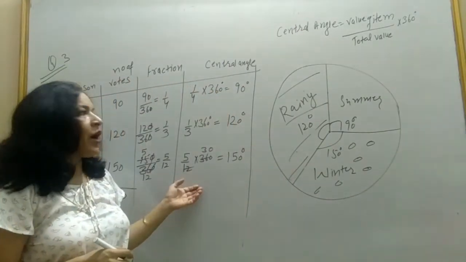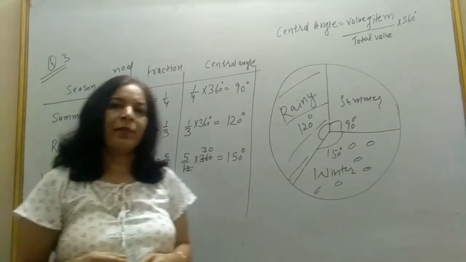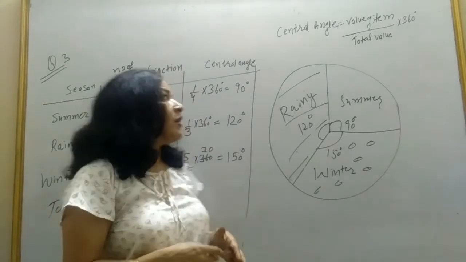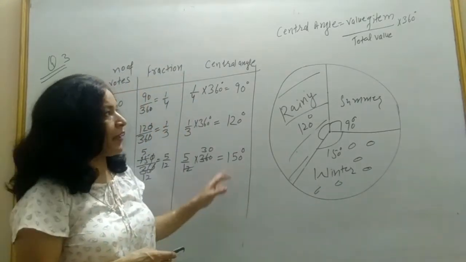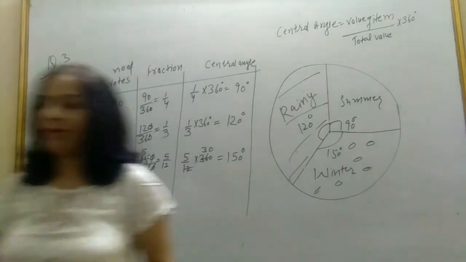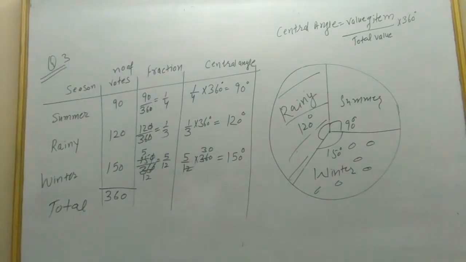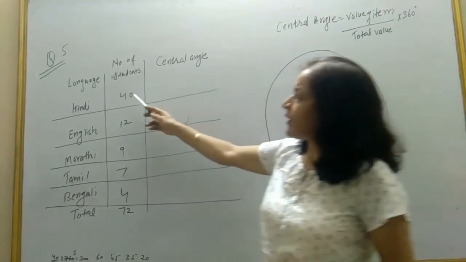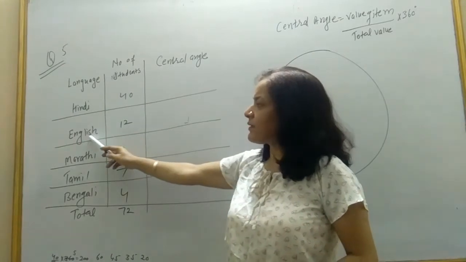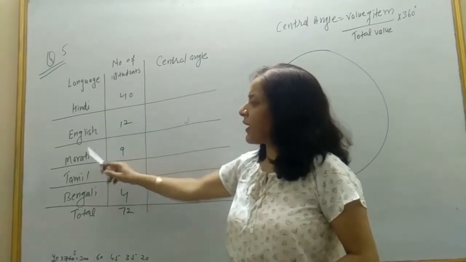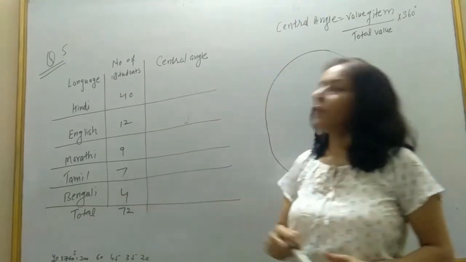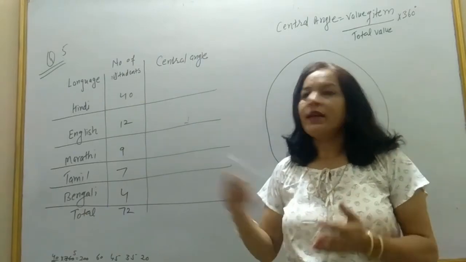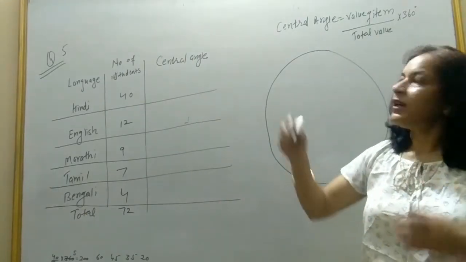Clear? So now I am going to discuss question number 5. I have already taken question number 3 in the previous video, where it is explained in detail. So now question number 5. In question number 5, it is given that in a hostel 40 students speak Hindi, 12 students speak English, 9 students speak Marathi, 7 Tamil and 4 Bengali. We have to represent this data in the form of a pie chart. So how will we represent it?